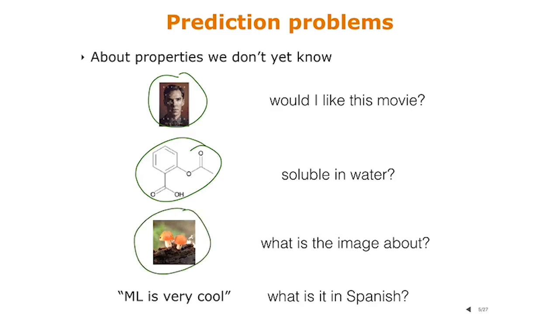I can learn to predict properties about images. What is the content in the image? A category that should be associated with the image, that it's about mushrooms. In a more structured way, I can also turn machine translation into this form. I can take a sentence in English and ask, what is the corresponding sentence in Spanish?